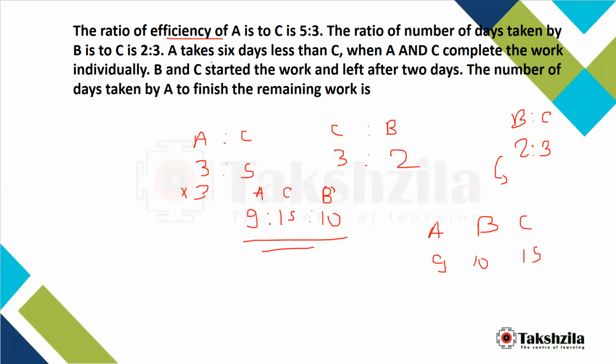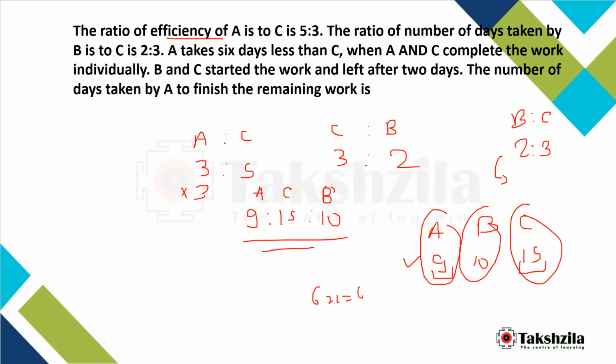Okay, it takes 6 days less than C. So basically this difference, say he takes 9x days and he takes 15x days. Given that this difference is 6x equal to 6 days, so x is 1. So their days are these only. So A will take 9 days to complete a work, B will take 10 days, and C will take 15 days, because we got the value of x as 1.